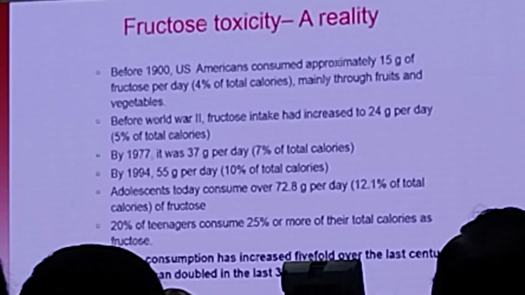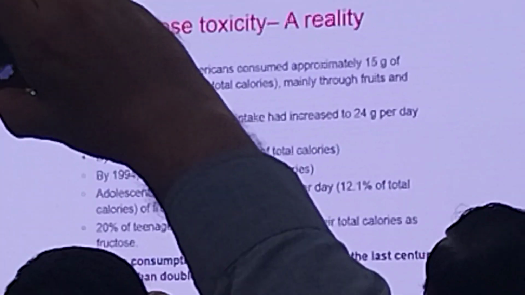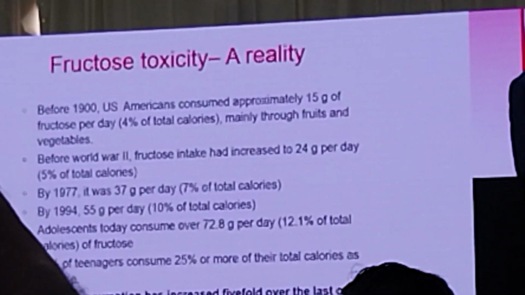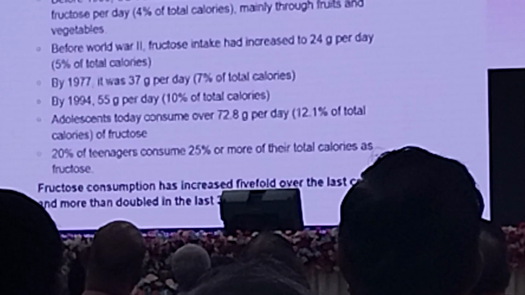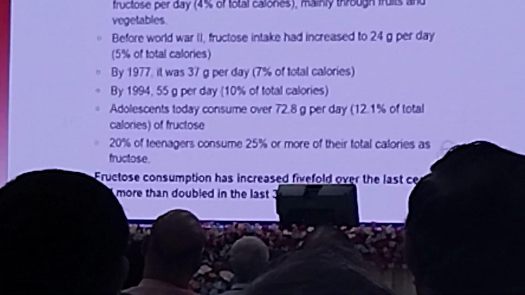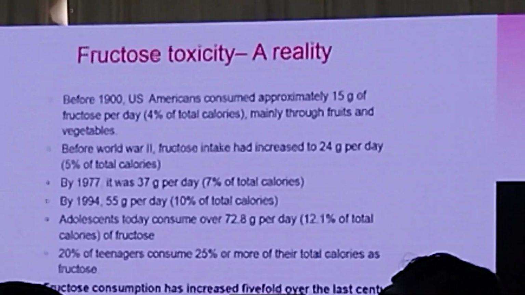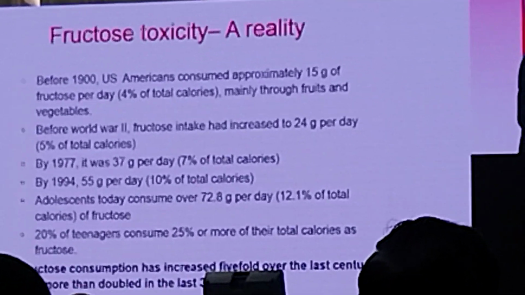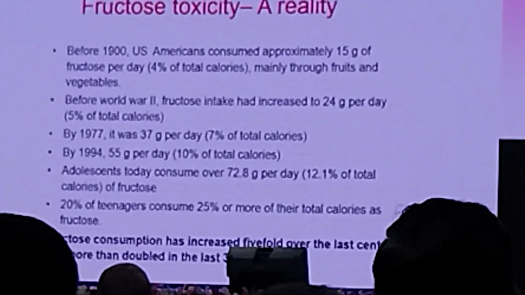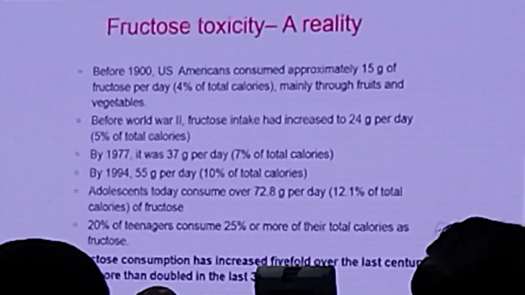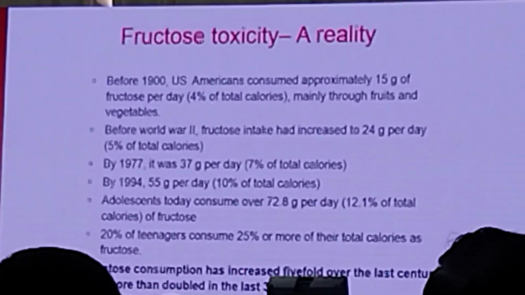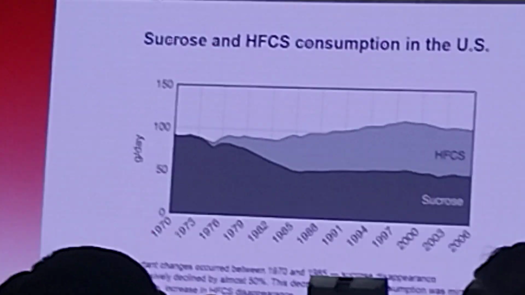In 1900, American people were taking only 15 grams of sugar, that is fructose. After the Second World War, in 1945, it became about 24 grams of sugar. By 1977, it became 37 grams, and today it is almost 80 to 120 grams of sugar per day, more than 25% sugar you get in.